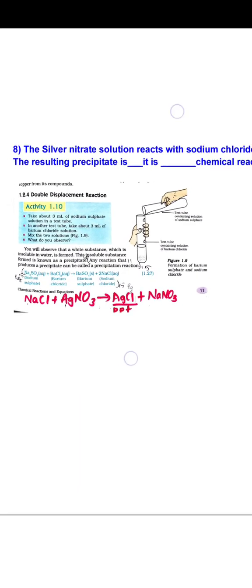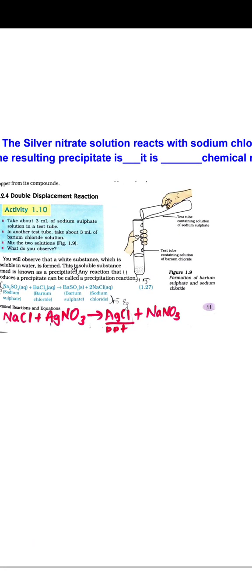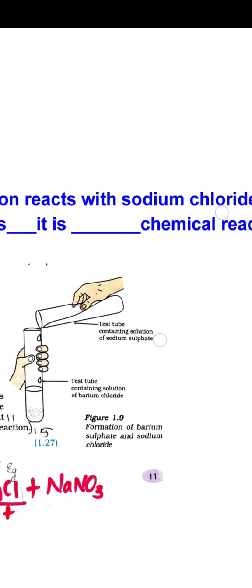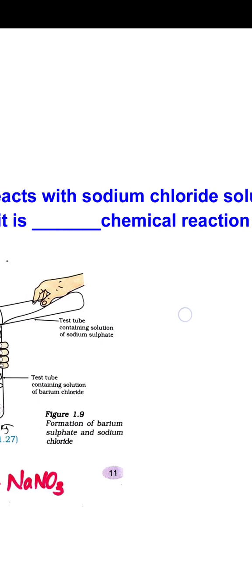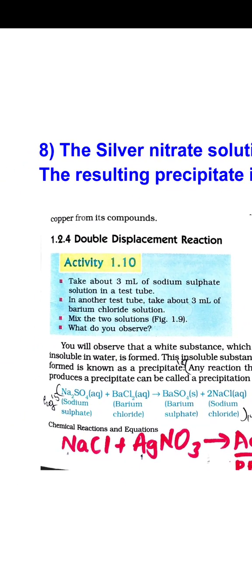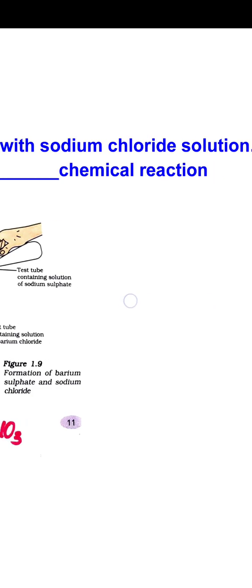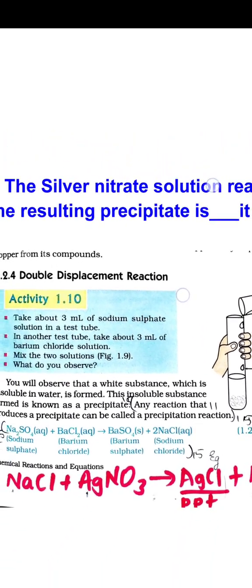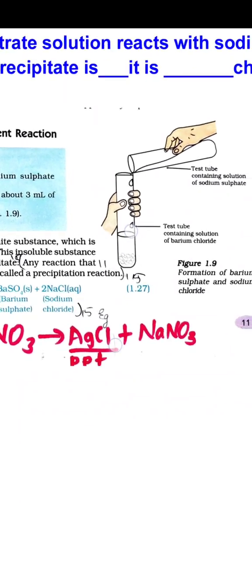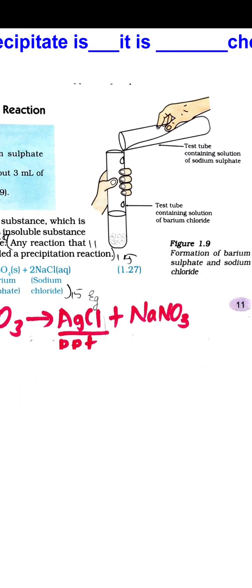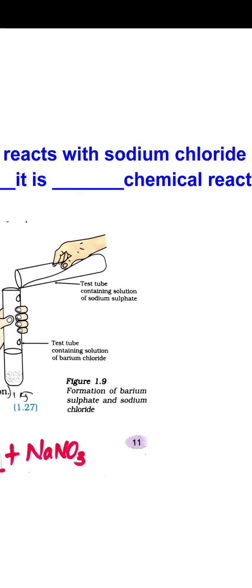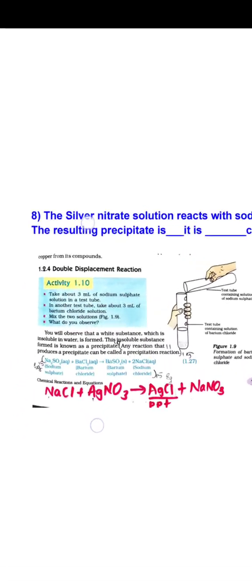Now let us see the 8th question. The silver nitrate solution reacts with sodium chloride solution. The resulting precipitate is dash. It is dash chemical reaction. The resulting precipitate is AgCl, or silver chloride, and it is the double displacement reaction.